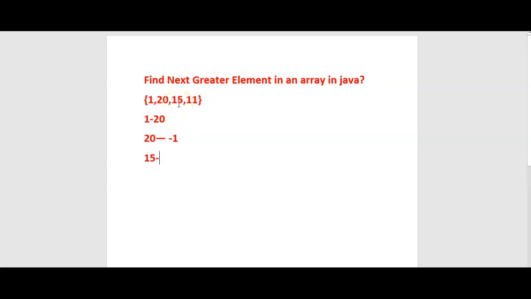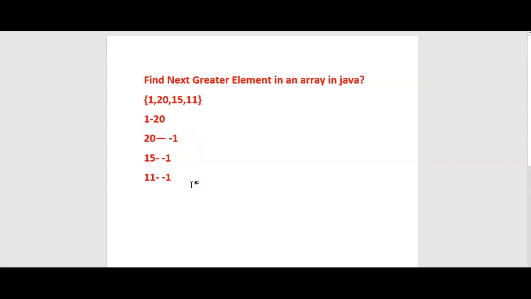When we are taking 15, what is the next greater element? -1. And if you take 11, what is the next greater element? There is no element or no greater element after 11. So finally -1 will be printed. So this is how the program should work when we input 1, 20, 15 and 11. The next greater element for 1 is 20. For the rest, since we don't have any greater element, we'll be printing -1.